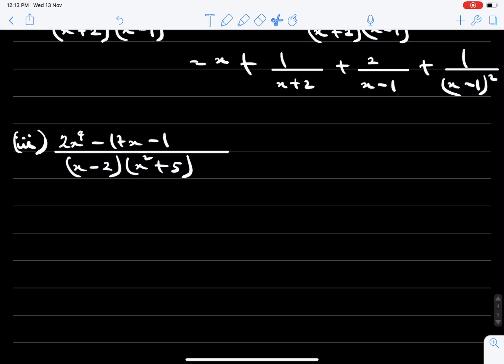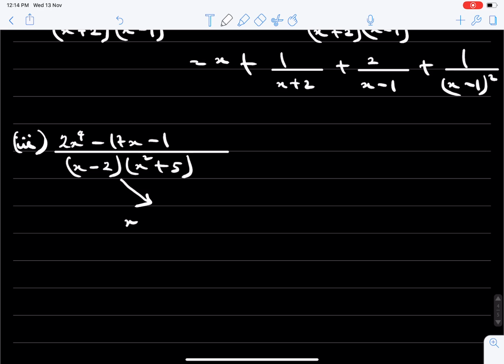2x to the power 4 minus 17x minus 1 over x minus 2 times x squared plus 5. If you expand the denominator, you'd see that the fraction is an improper fraction. I'm going to expand the denominator because I need it for my division.